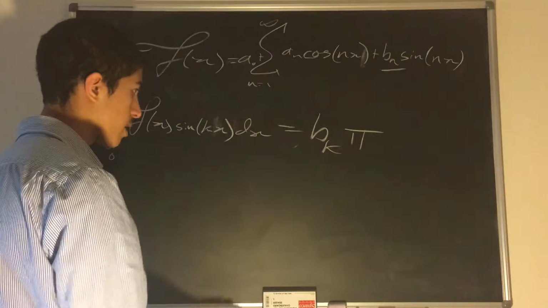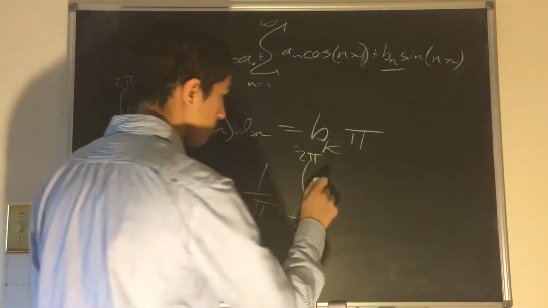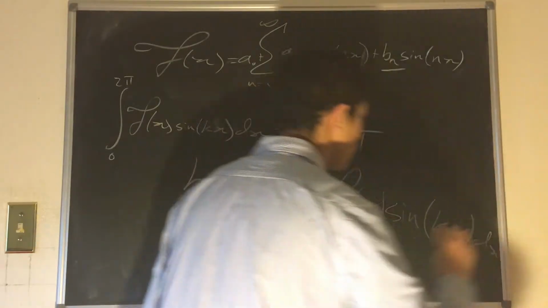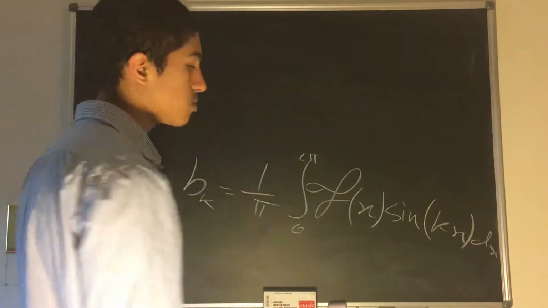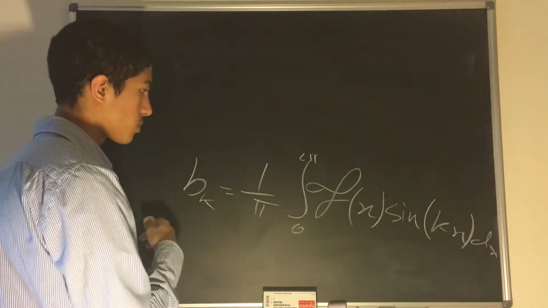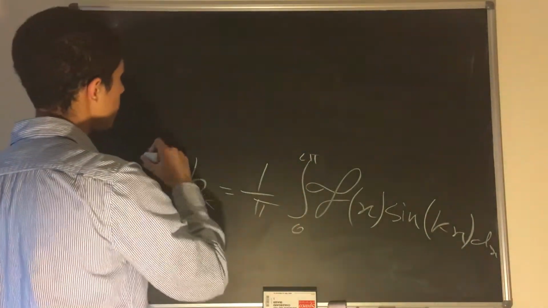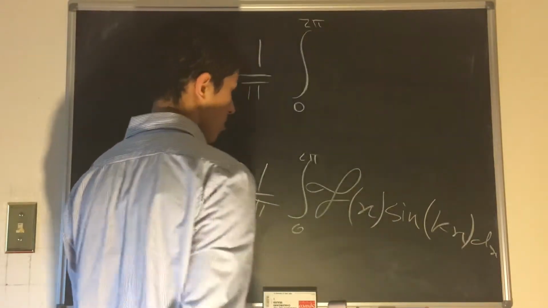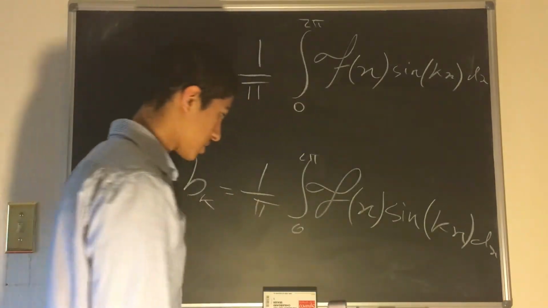And we want to isolate b sub k, so then we have b sub k is equal to 1 over pi integral from 0 to 2 pi of f of x sine kx dx. And now what we do, let me erase this, is we simply exchange x for k. So, no, my apologies. We exchange n for k, because we have a Fourier series with the sum from n equal to 1 to infinity, not k equal to 1 to infinity. So then we are left with b sub n is equal to 1 over pi, integral from 0 to 2 pi, f of x sine nx dx.